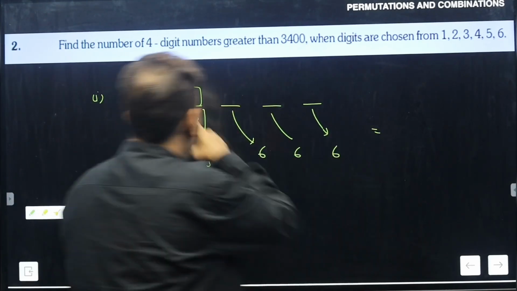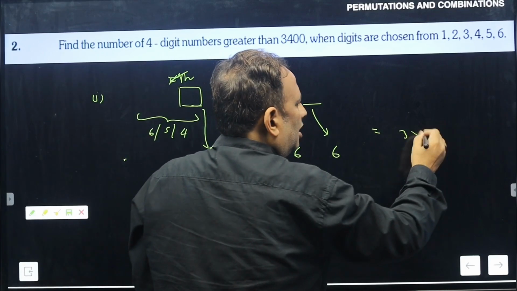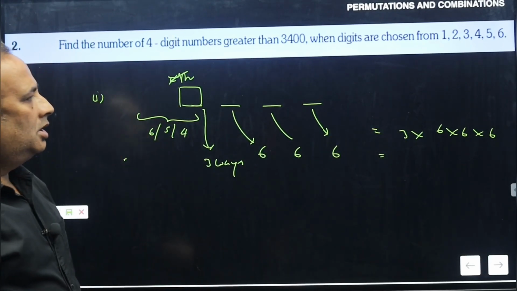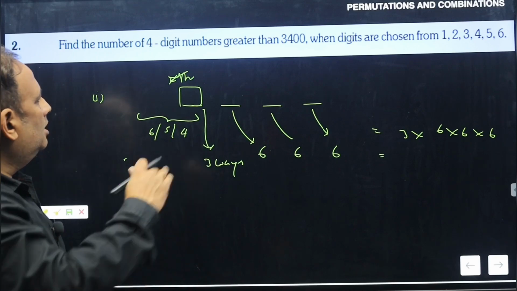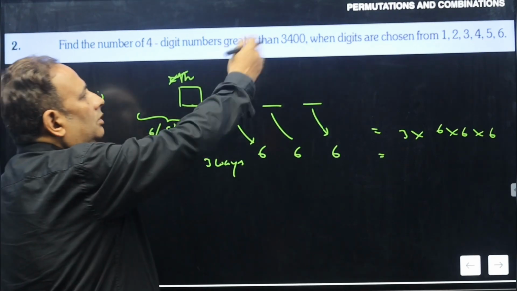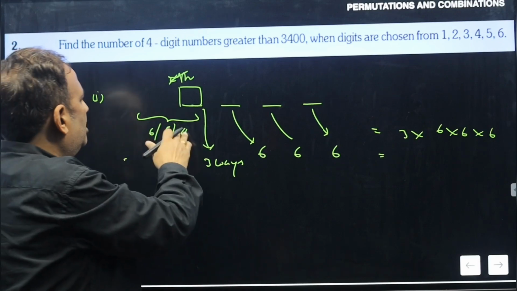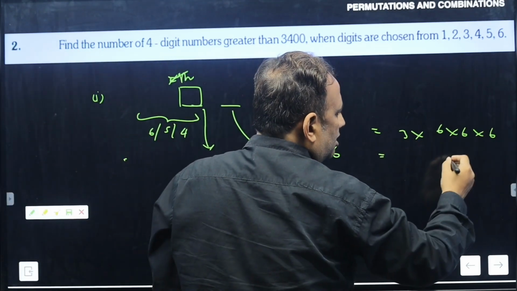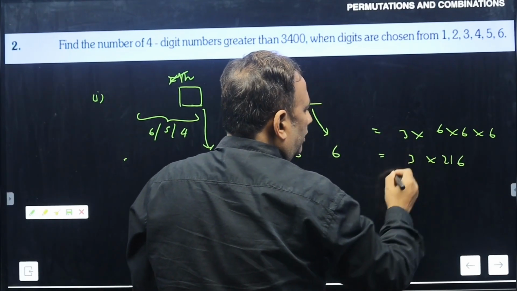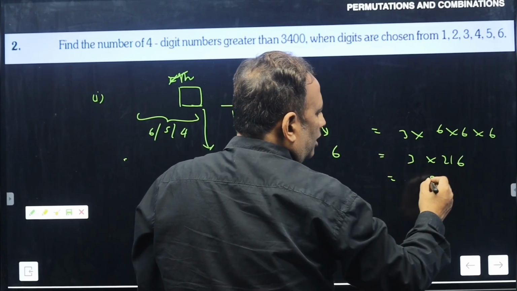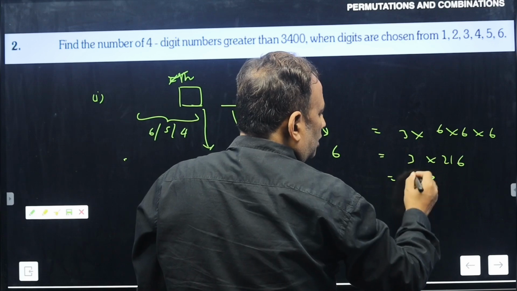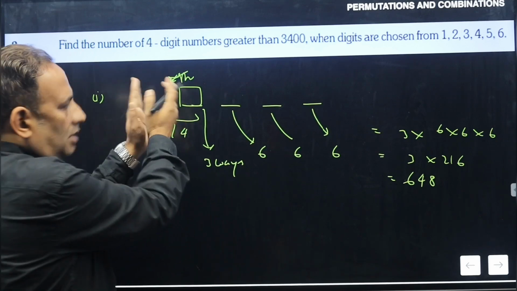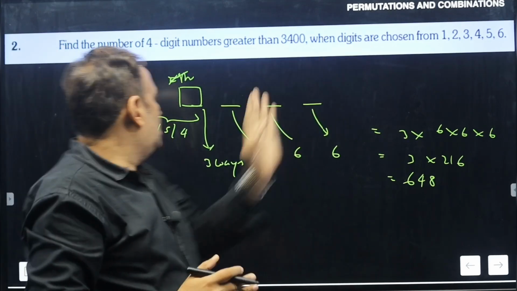So the total number of ways in which the thousands place can be filled in 3 ways is 3 into 6 into 6 into 6. This is our answer for 4-digit numbers greater than 3400, where we are considering 4, 5, 6 and not using 3. So the answer here will be 6 times 6 is 36, 36 times 6 is 216, and 3 times 216 is 648. So 648 is the number of ways in which the first place, the thousands place, can be filled with 6, 5, 4.